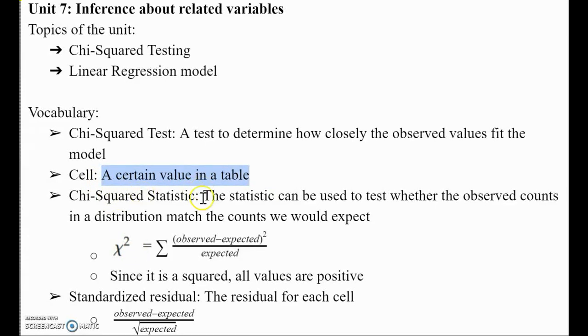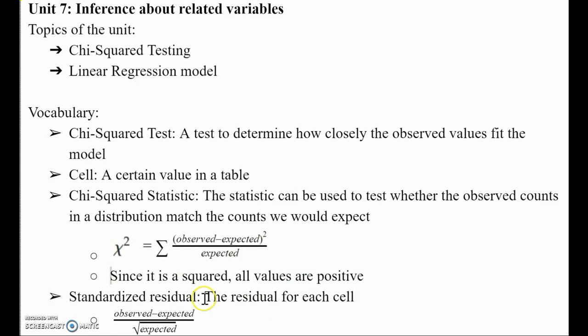Chi-squared statistic is a statistic to test whether the observed counts in a distribution match what we would expect. So again, it's to determine whether what we got is similar to our model. It is represented by this. Although it looks like an x squared, it's actually chi. So chi squared is equal to the sum of all our observed minus expected squared divided by our expected. And now since it's squared, the values are always going to be positive.